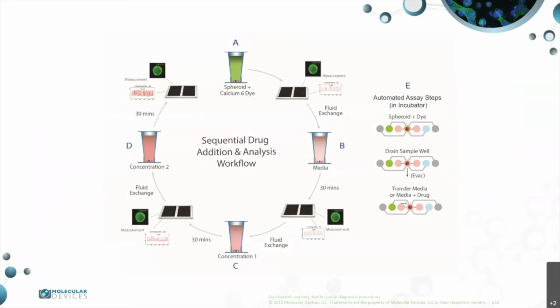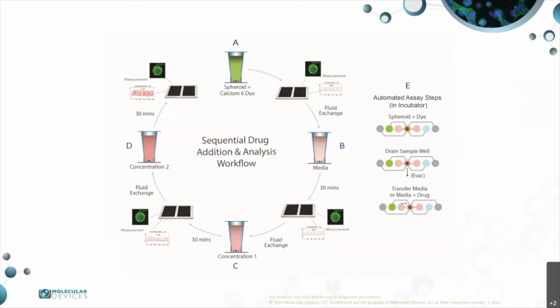So for example, you can treat spheroid with calcium dye and then add media or add compounds in increasing concentration, and you can take this plate in and out of Puma system and measure it on a Flipper instrument, to do recording after different concentration or different times of treatment.